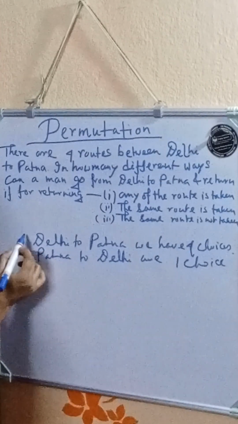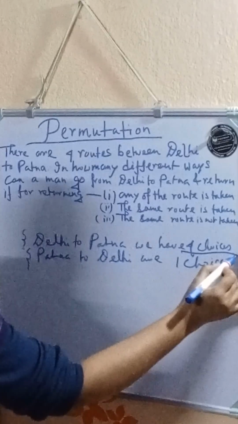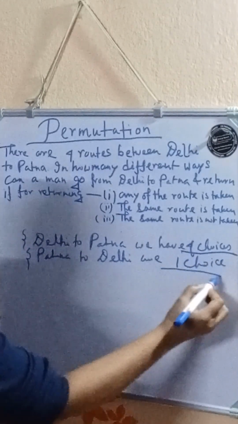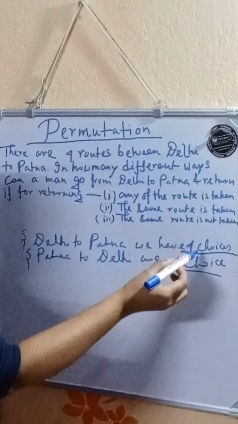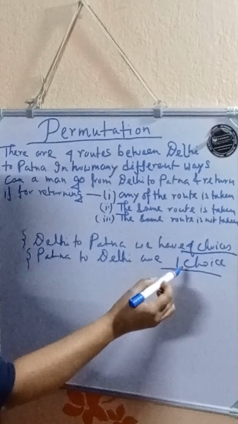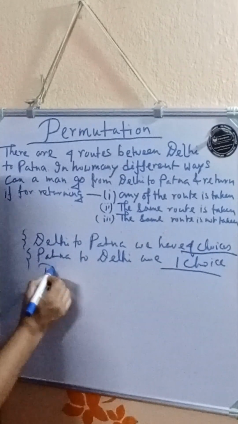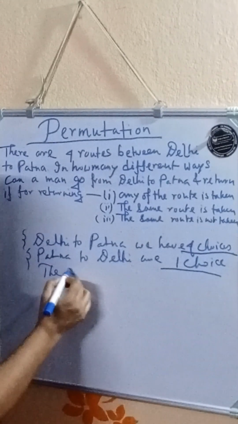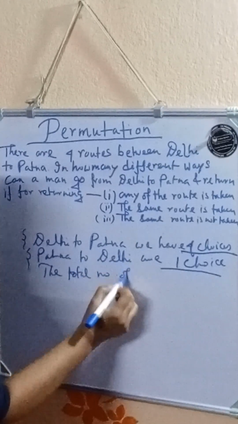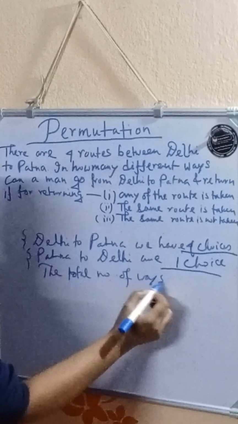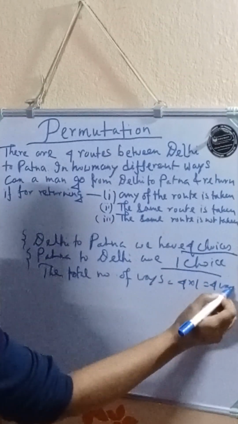Therefore, there are 2 events. One occurs in 4 ways and another occurs in 1 way. Therefore, choosing one of these m ways, we can choose the second event in n ways. Therefore, the total number of ways is equal to 4 into 1 equals 4 ways.